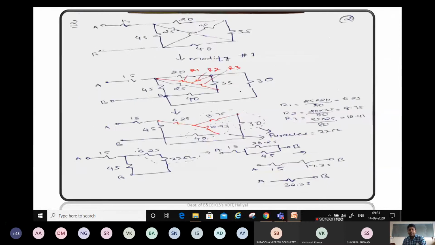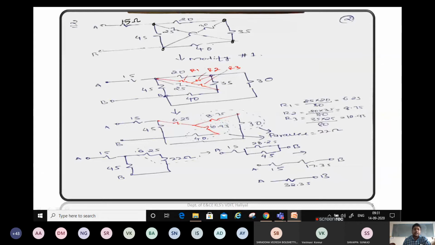So the next example is a similar example. You have to calculate the equivalent resistance between the points A and B. If you trace the points A and B, here we have the 15 ohms, all are in ohms only. This is 20 and this is 35, this is 40 and this is 45 and this is 25. First thing is you should not rush into delta to star or star to delta. First you have to check how the network is given.